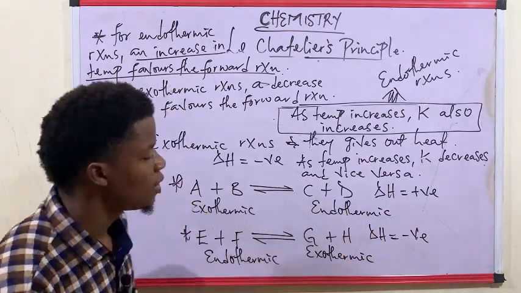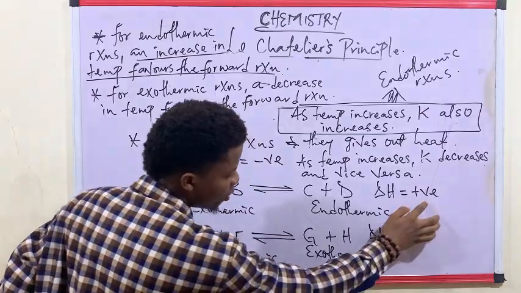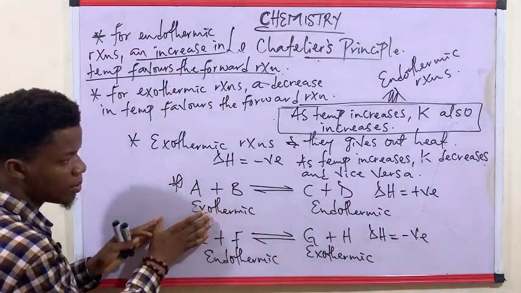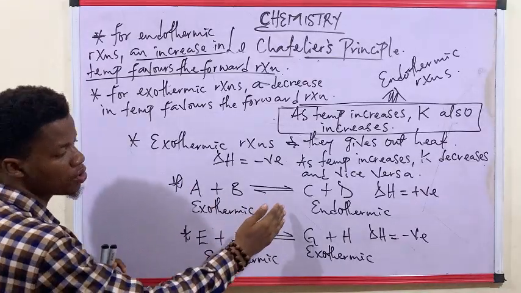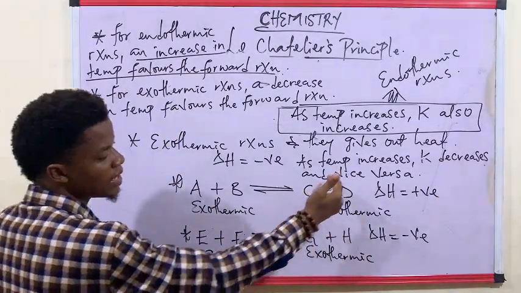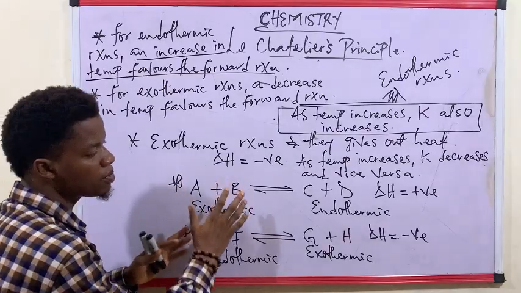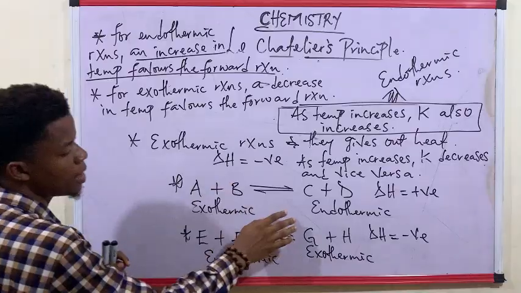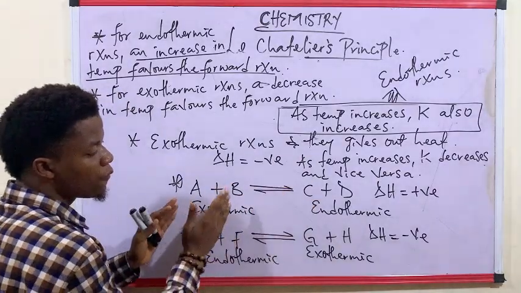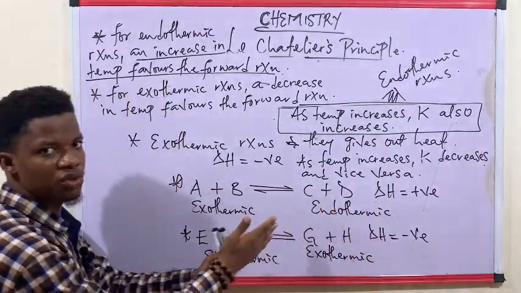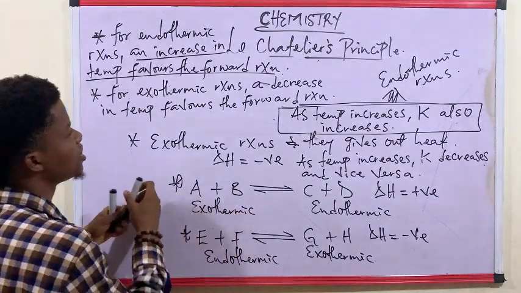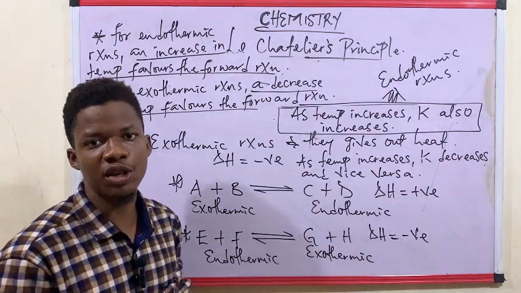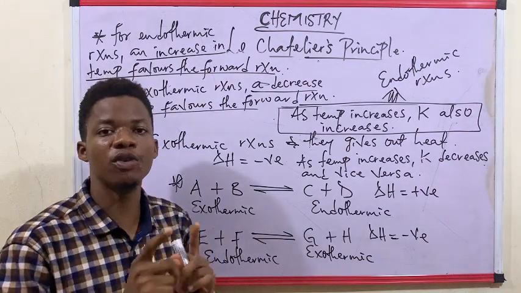So for this reaction where you have delta H positive, which implies that the forward reaction is endothermic, the backward reaction is exothermic. So when you want to push the equilibrium position to the right, when you want to favor the right hand side, that is endothermic, you increase the temperature. So increase in temperature favors endothermic reactions, while decrease in temperature favors what? Exothermic reaction. So decrease in temperature favors exothermic reaction.